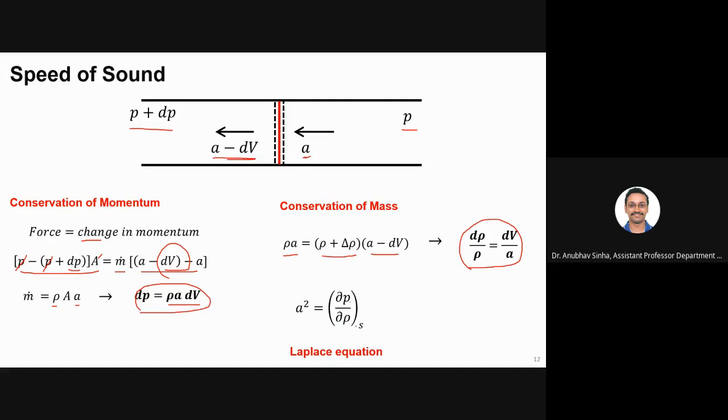And generally for a sound wave like this, we assume that this is isentropic, so the entropy is constant. This is called the Laplace equation, and this is true for all fluids. So for the speed of sound, I can say that A squared is equal to del P by del rho for isentropic conditions. Fine. So this is how we can define speed of sound for any particular medium.